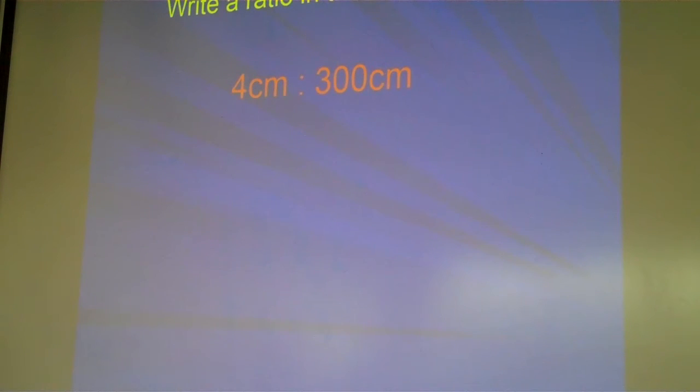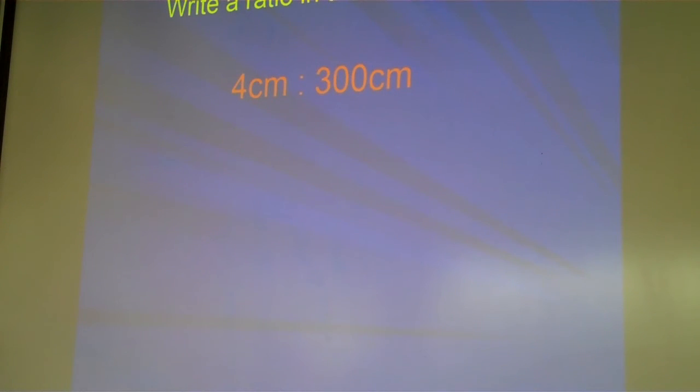When you are simplifying, when you're putting it in the form 1 to n or n to 1, then you need to have both of them in the same unit of measure. So there might be a conversion that you need to do first. Although I changed that to 300 centimetres, equally, I could have changed the 4 centimetres into metres. It wouldn't have mattered as long as I was consistent.